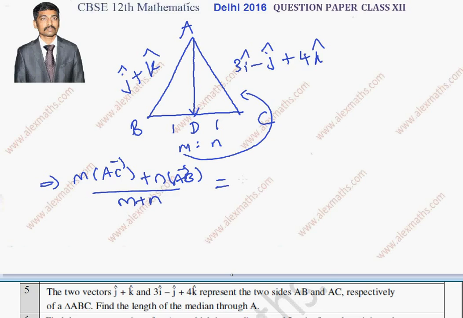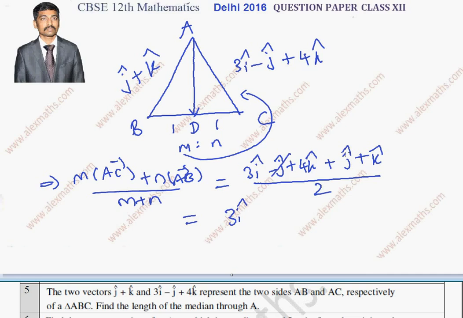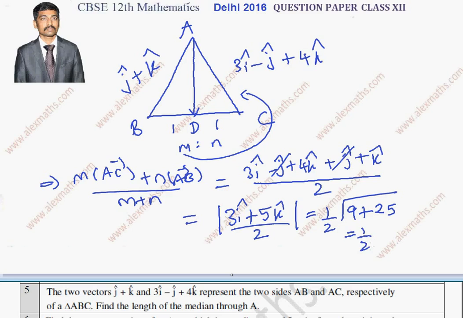Since m and n are 1, it is basically adding AC with AB, that is 3i minus j plus 4k plus j plus k, whole divided by 2, because m plus n is 2. So this is going to be 3i, minus j plus j we can cancel, plus 5k, whole divided by 2. Since we want the length, we have to find the magnitude. So this is nothing but 1 by 2 root of 9 plus 25. So it is half root 34. This is the length of the median through A.